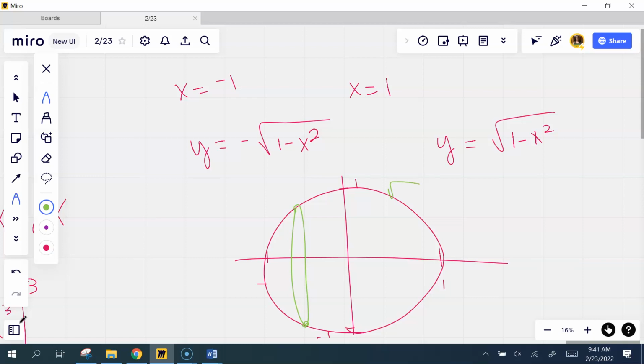This is square root of 1 minus x squared. This is negative square root of 1 minus x squared. Tell me, how would I find the area of the circle? How do you find area anyway of a circle? Pi r squared. So what I need to figure out is the radius of this circle.